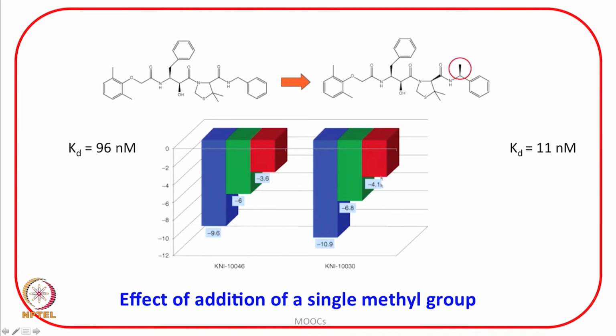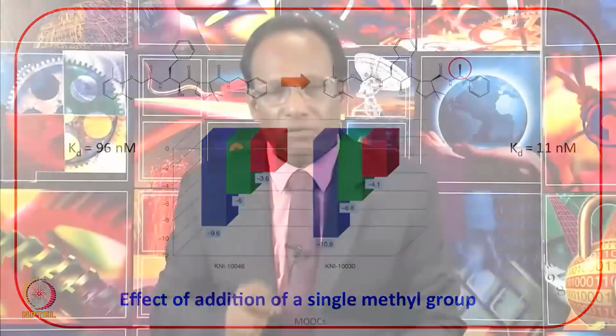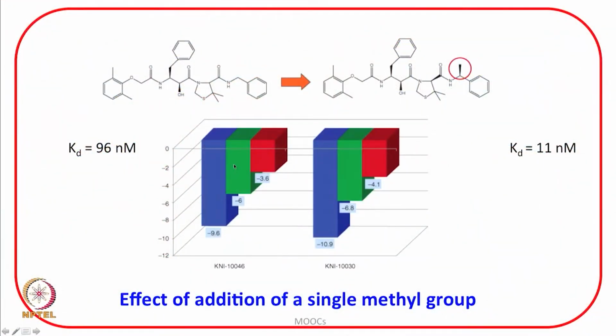And once again emphasizing that this is precisely the reason that since the hydrophobic groups do not cost in terms of desolvation, the affinity can be easily improved by introducing some hydrophobic groups into the molecule. And what you have seen here in this slide, that the effect of addition of a single methyl group is increasing the affinity almost by a factor of 9.